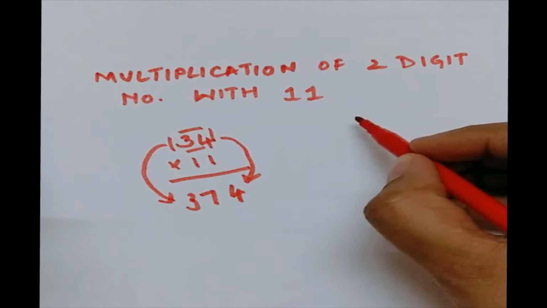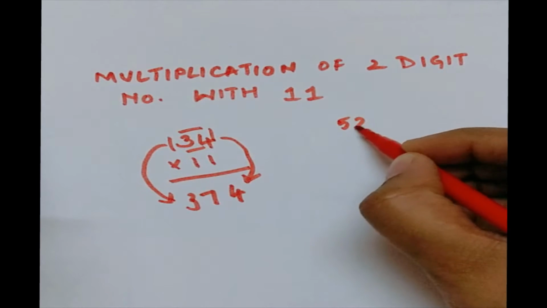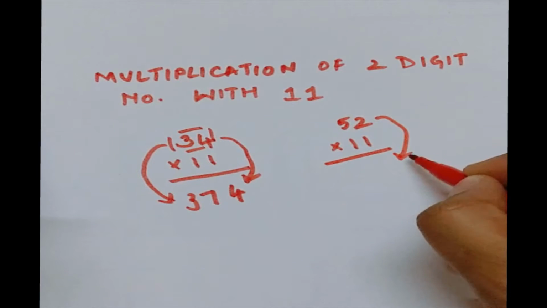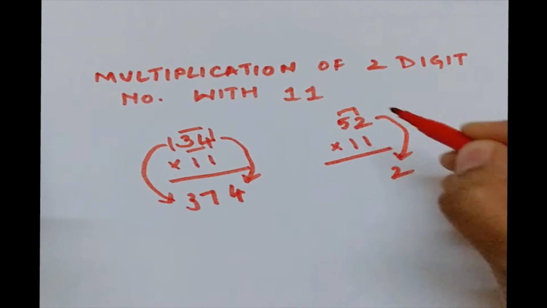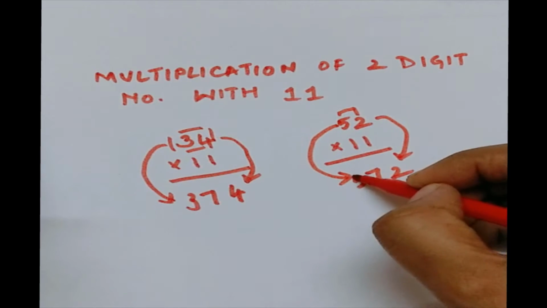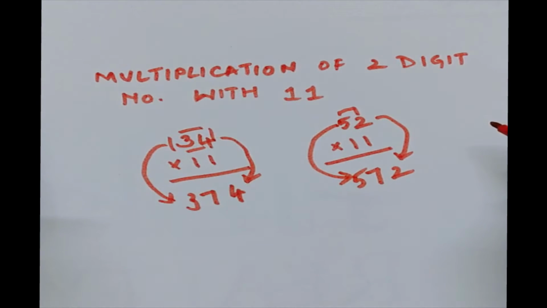Let's try another example. 52 into 11. In this case too, we bring down 2 as it is. 5 plus 2 becomes 7, and 5 is brought down to the left. So 572 is the answer.